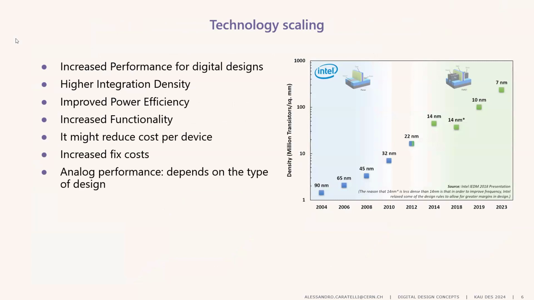If you think about 40 years ago, maybe in a chip of a few millimeters, you had a few tens of transistors, and nowadays you can talk about billions of transistors in a chip, which means more functionalities as well. And this also allows to reduce the cost per device, even while increasing the fixed cost. We will see this a bit later. For analog performance, it depends a bit on the type of design.